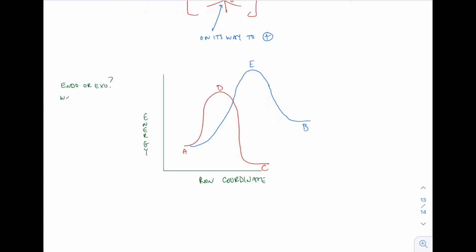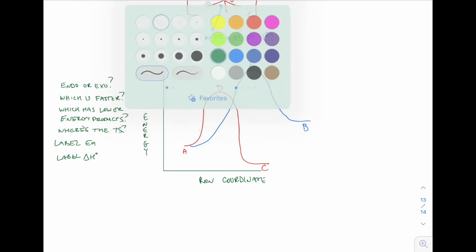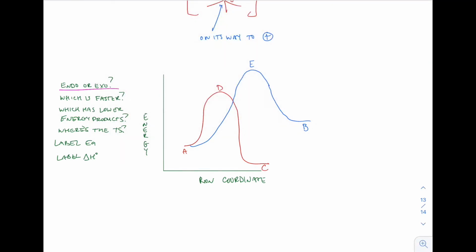So what do we want to do? We want to label. We want to identify if these reactions, red or blue, are endo or exo. Which one of these two is faster? Which has the lower energy for the products? We want to determine where the transition state is, as well as label the activation energy, and then label enthalpy, delta H. Okay, so pause it, try it on your own, and then we'll run it back real quick.